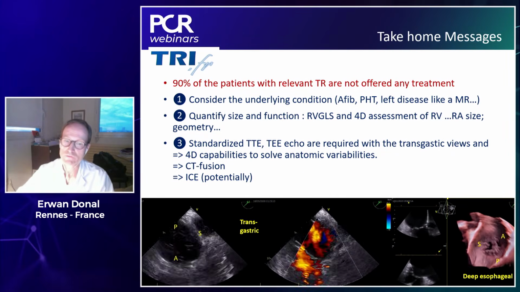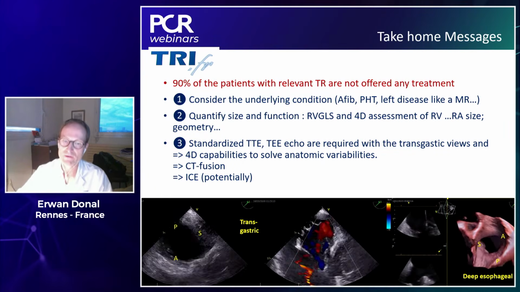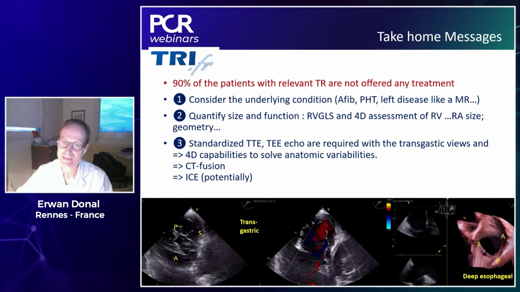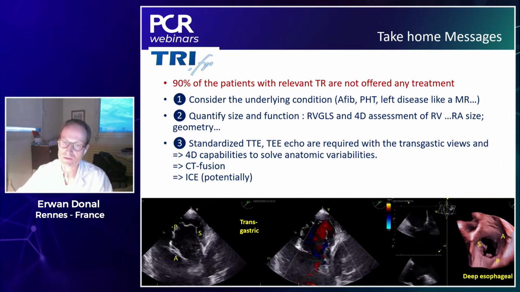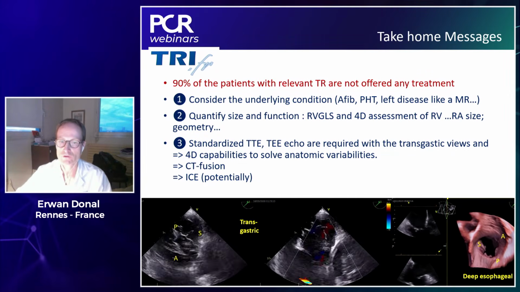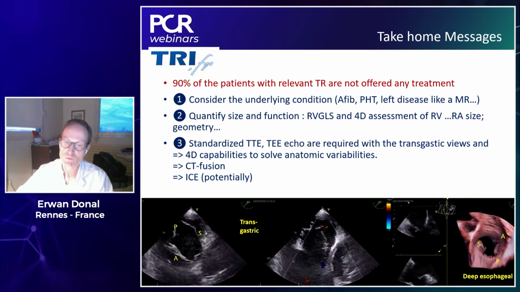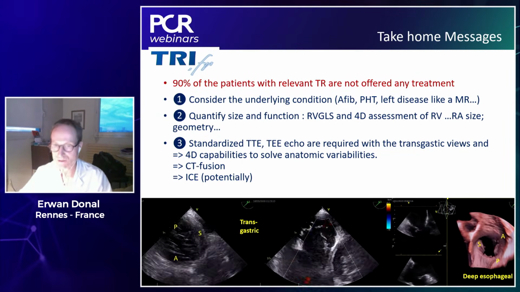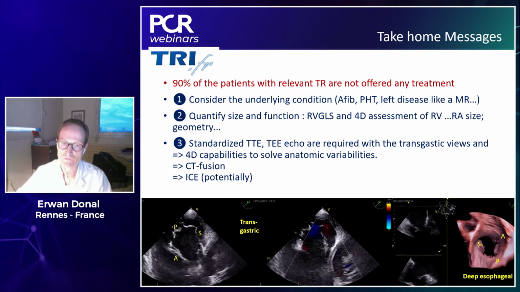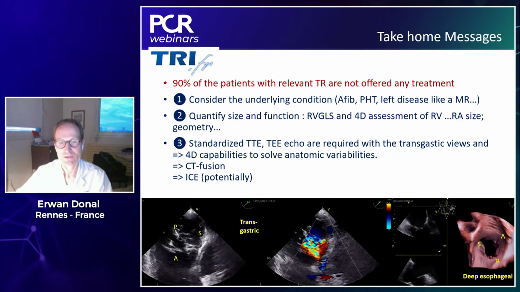So really, I want to emphasize that TR is an issue nowadays. We see a lot of symptomatic patients with very severe TR. We have to really understand the mechanisms that lead to this TR, and the size and shape of the right atrium, and the size, shape, and function of the right ventricle. Then we will use TTE, 3D and 2D, and TEE, using the transgastric view, the deep transesophageal view, and the 3D capabilities mixed with the CT, and sometimes we also have to use the ICE catheter. Thank you very much.